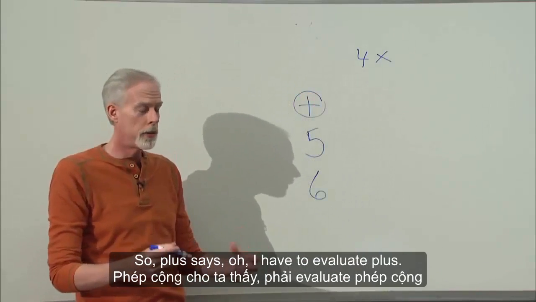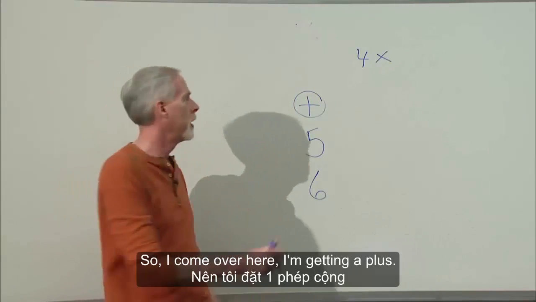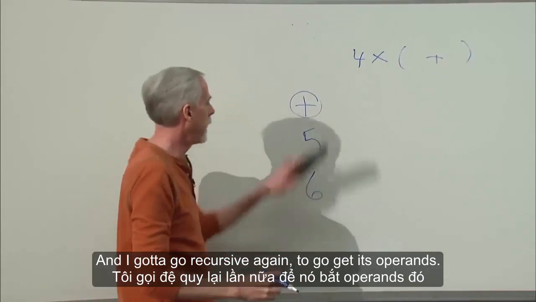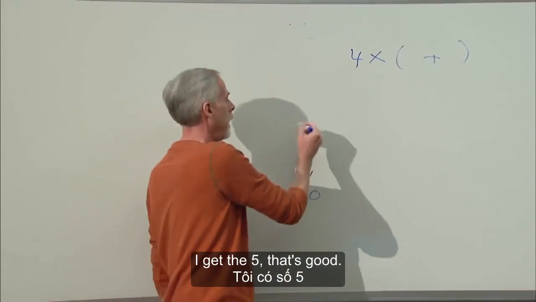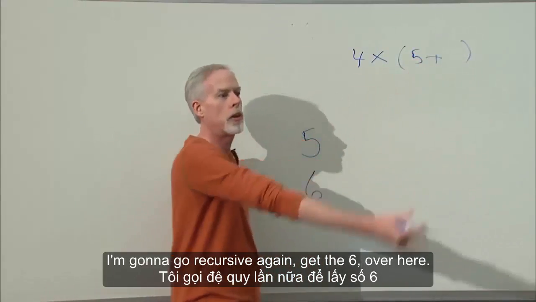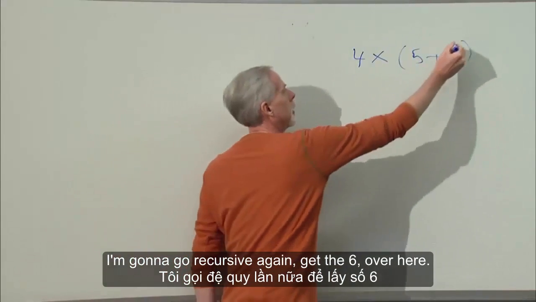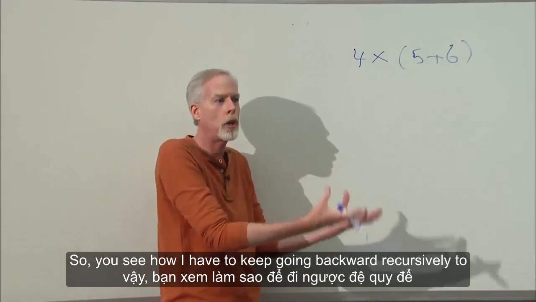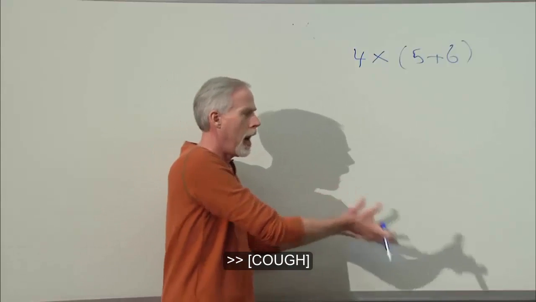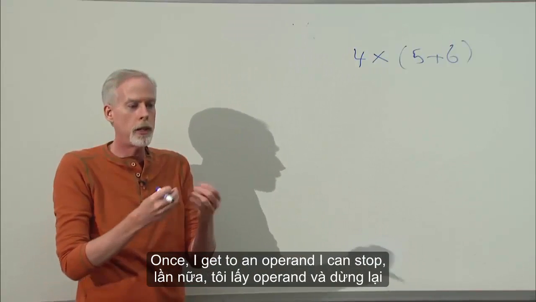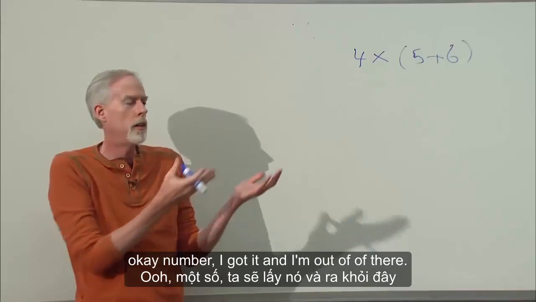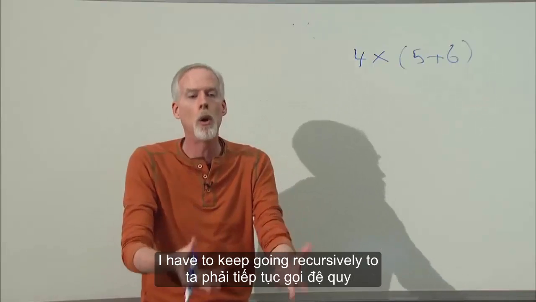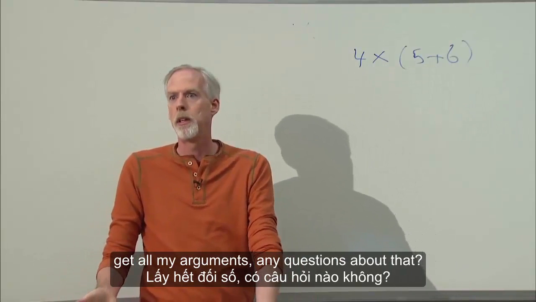Okay? So plus says, oh, I have to evaluate plus. It needs operands. So I come over here. I'm getting a plus. And I got to go recursive again to go get its operands. I get the 5. That's good. I'm going to go recursive again, get the 6 over here, and I've evaluated the whole stack. So you see how I have to keep going back recursively to my evaluate to get the operands for my operations. Once I get to an operand, I can stop. Okay, as a number, I got it, and I'm out of there. But every time I encounter another operation, I have to keep going recursively to get all my arguments. Any questions about that?